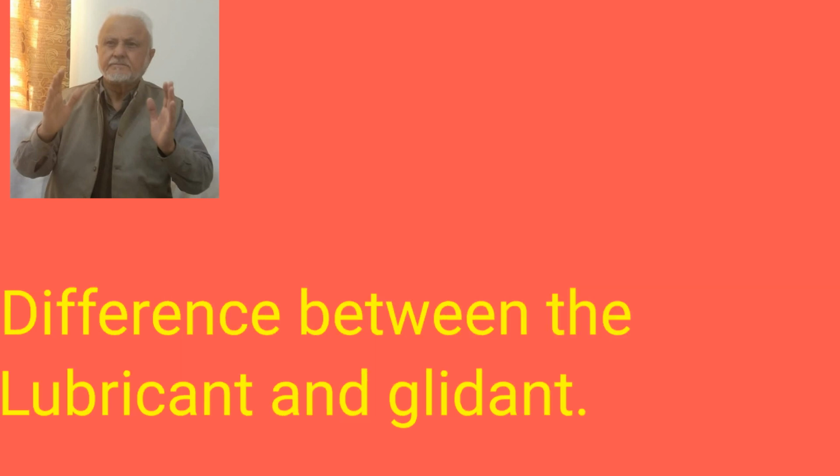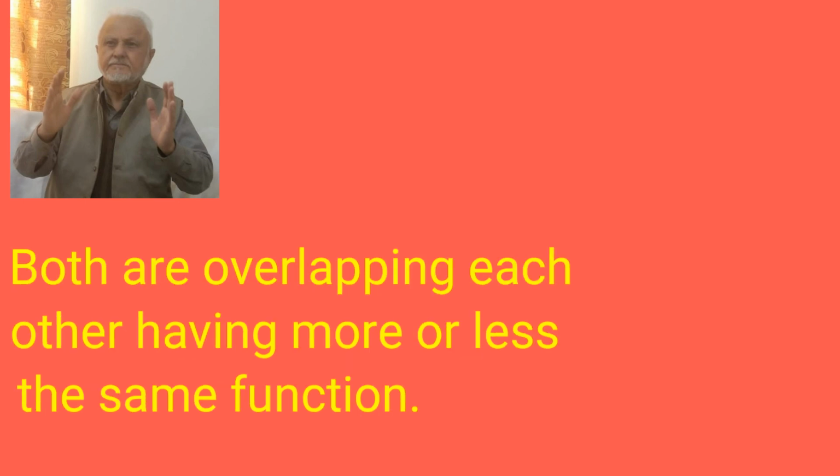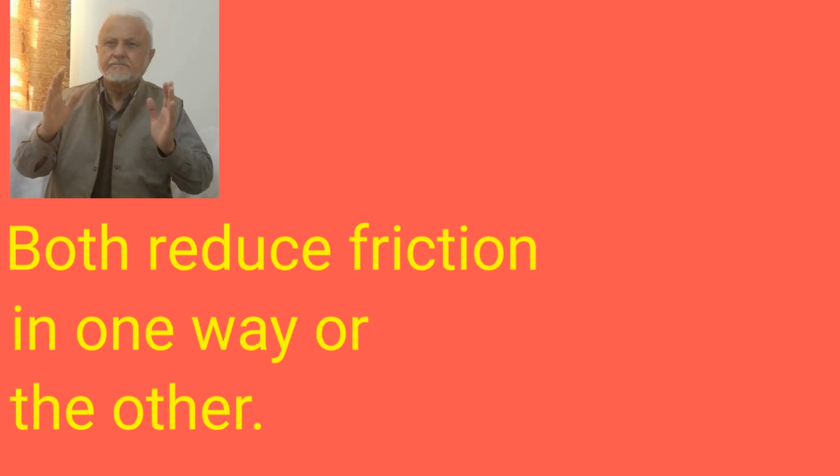What is the difference between lubricant and glidant? Lubricant और glidant में फ़र्क क्या है? Both are overlapping each other, having more or less the same function. Lubricant decreases friction between the wall cavity and the granules, while glidant decreases friction between the granule particles. Both reduce friction in one way or the other.